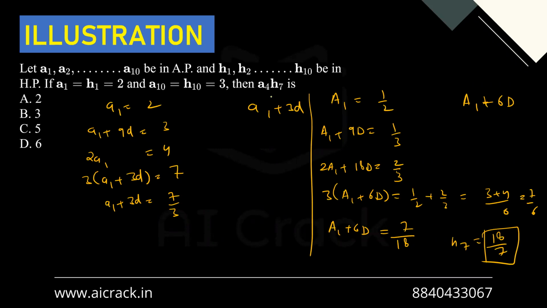Now we have to multiply A4 dot H7. So 7 by 3 dot 18 by 7. So this would be 6. 6 is the correct answer.